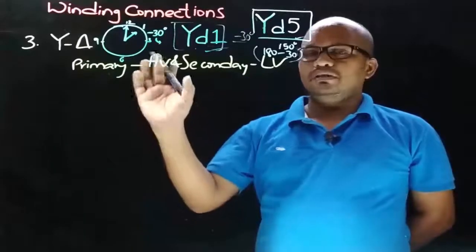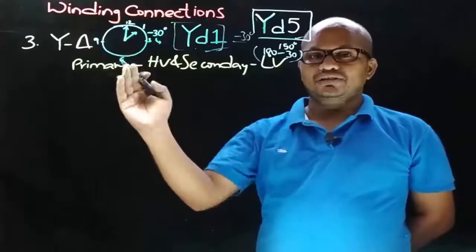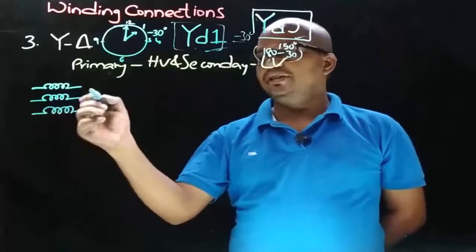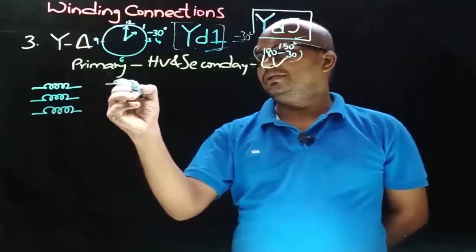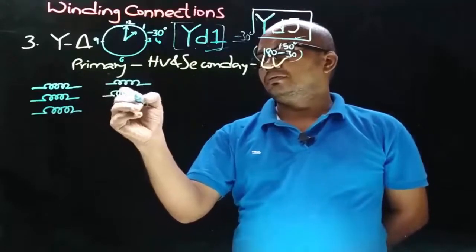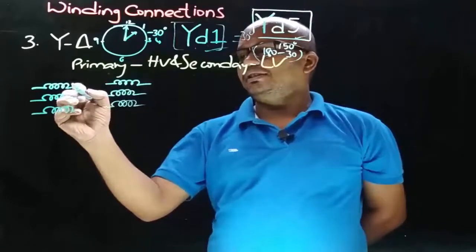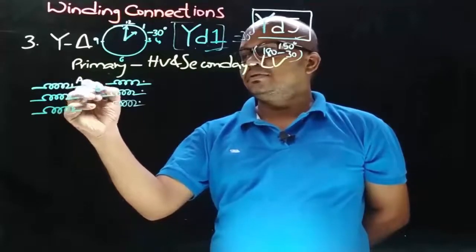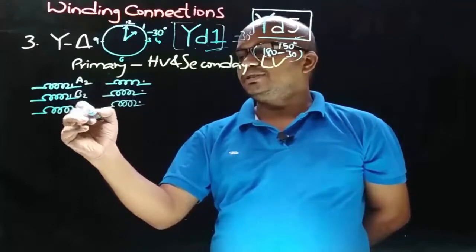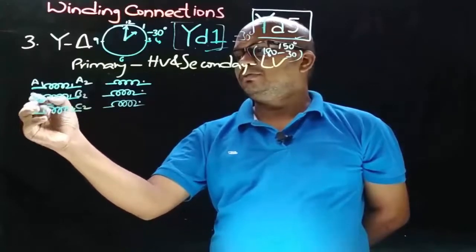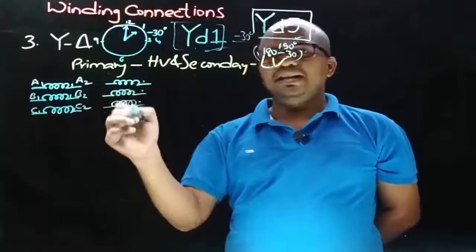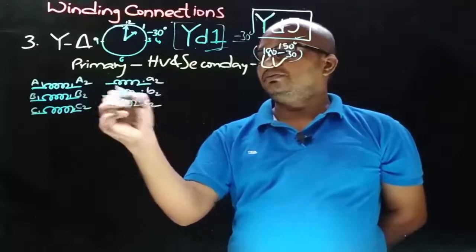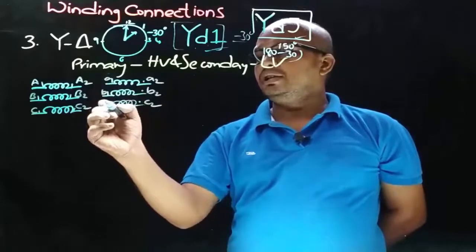Now let me draw all 4 possible connections of star delta connection, so that it will be easy for you to remember those connections. Let these 3 be the HV windings, and let these 3 be the LV windings, and let these be the dot end terminals. We know that HV winding terminals are represented in caps, that is A2, B2 and C2. Therefore these ends will be A1, B1 and C1, and LV winding terminals are represented in lower case. So this is A2, B2 and C2, and these ends will be A1, B1 and C1.